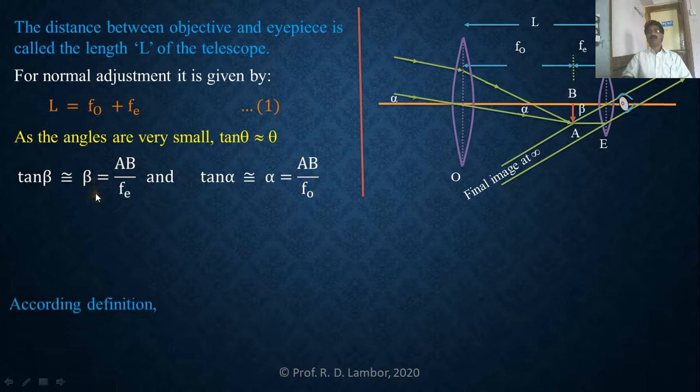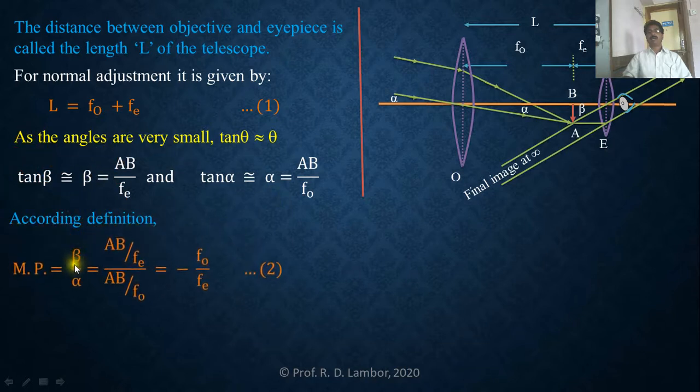Now, according to the definition of magnifying power, it is the ratio of beta upon alpha. See here, magnifying power is equal to beta upon alpha. The value of beta we have substituted, the value of alpha we have substituted. AB gets cancelled and we get minus FO upon FE.